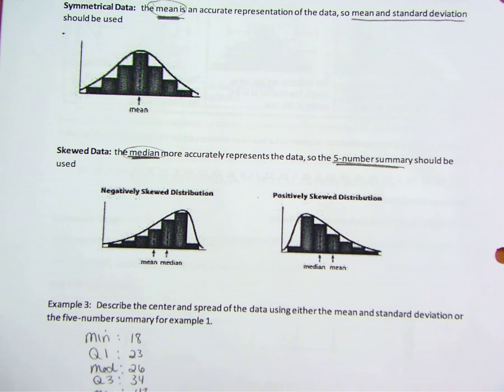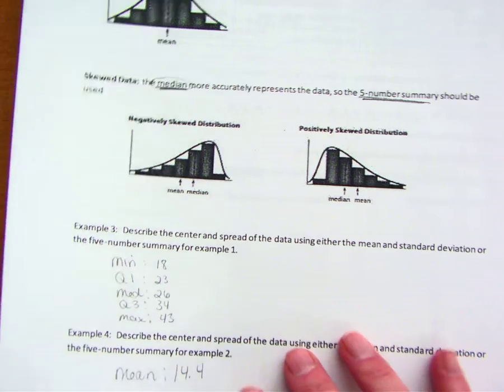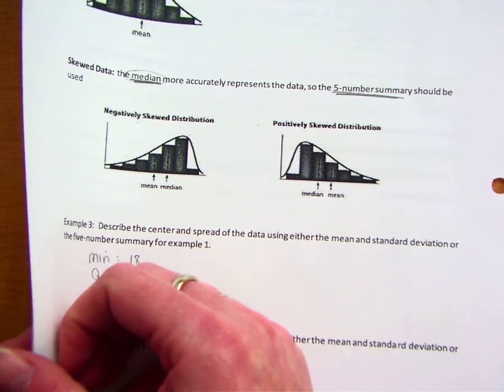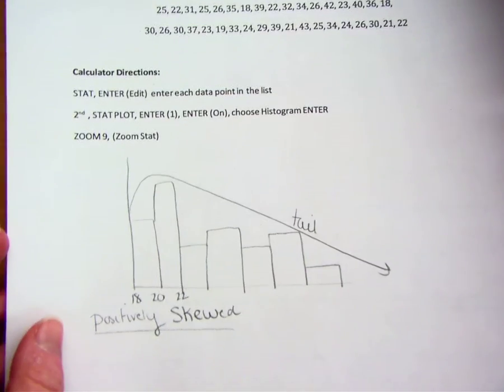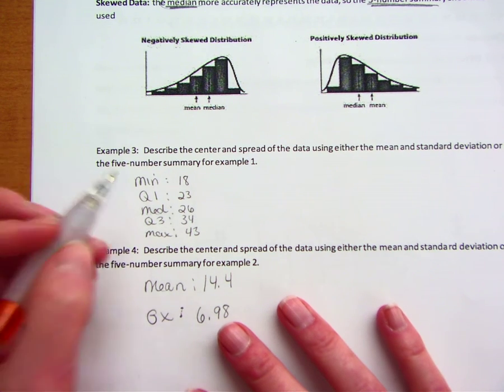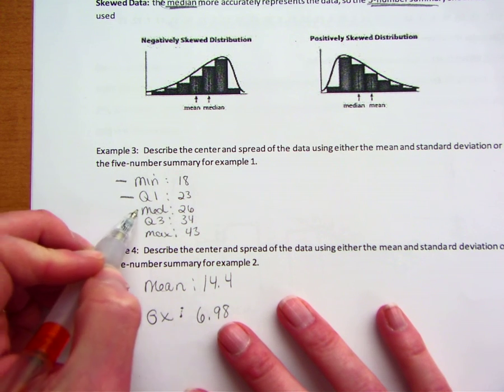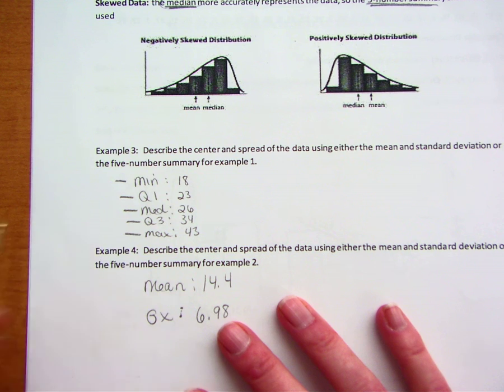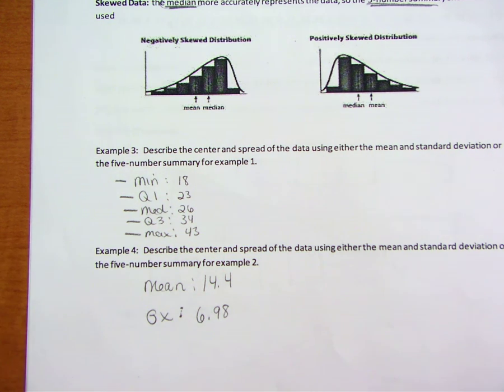If we look back at our previous examples, the first example was skewed positively. So for that data set, we wanted to find the 5-number summary: the minimum, Q1, the median, Q3, and the max. So we go back and find those values. Make sure you put the numbers in order to find them.